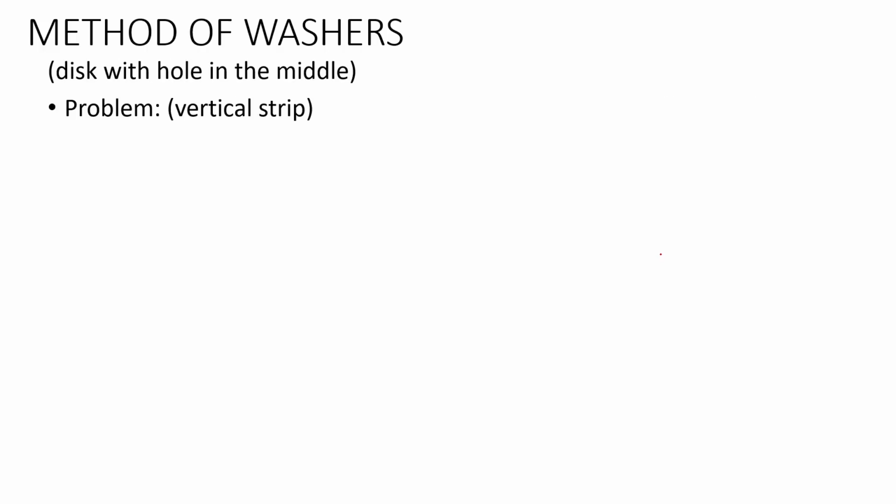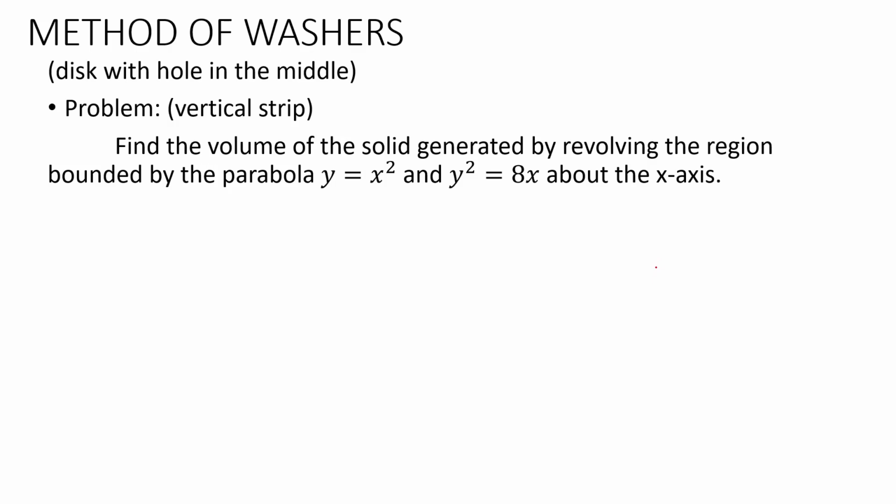Okay, so let's go to the washer now, because the disk is super simple. We're going to find the volume of the solid generated by revolving the region bounded by the parabolas y equals x squared and y squared equals 8x. So these two equations are parabolas. Then it's going to be rotated about the x-axis.